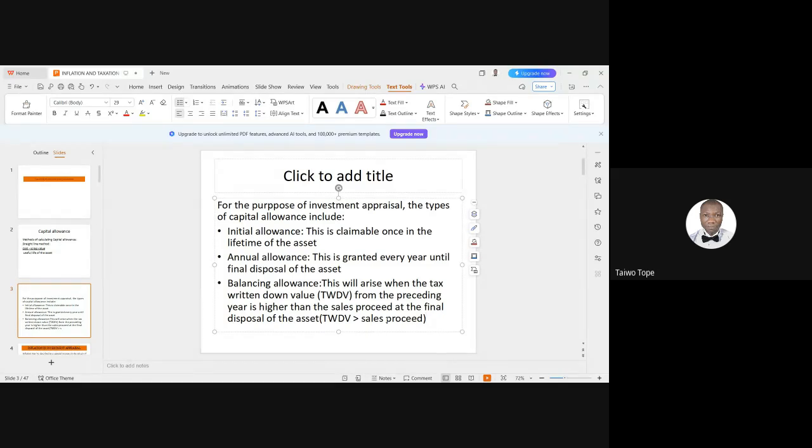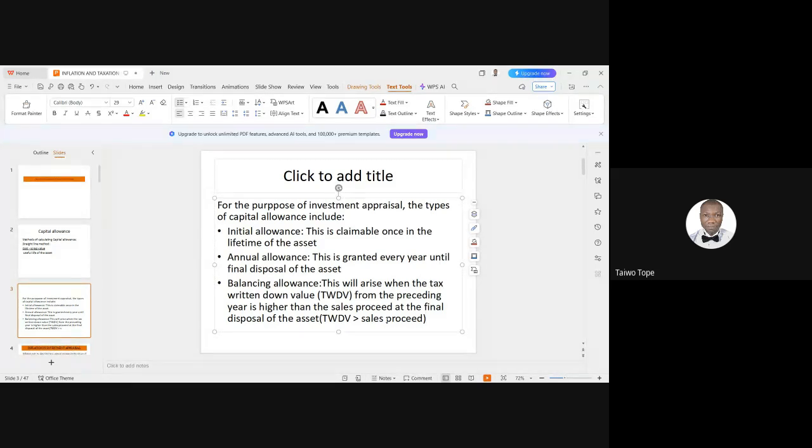It means what? You have a balancing allowance. What is the implication of that? It means that value will enjoy tax shield. What is tax shield? Tax savings. Or where it is a balancing charge, it means it is liable to tax. There will be payment of tax on it.